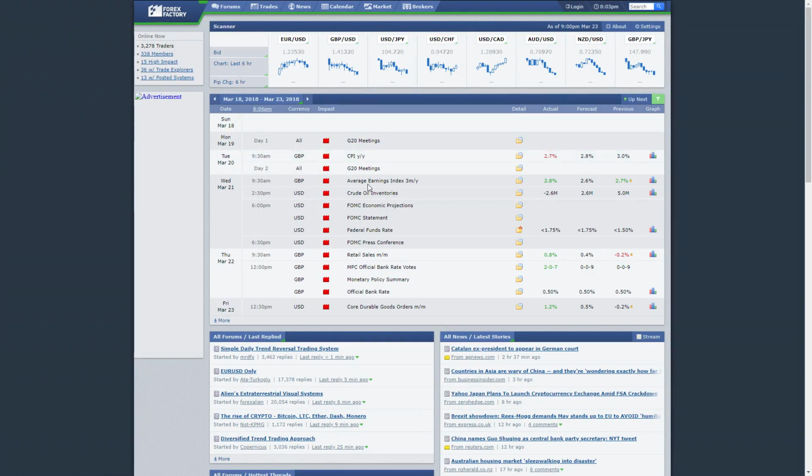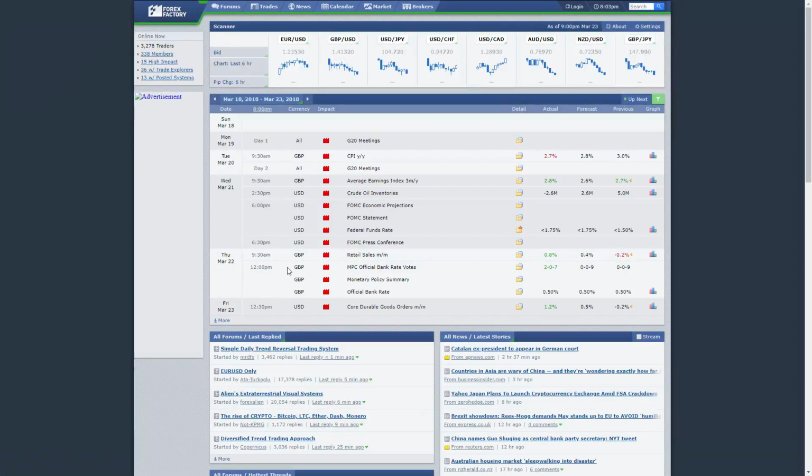Coming into Wednesday, however, we did have the average earnings index, which came out at 2.8% versus 2.6% expected, which was obviously a pretty nice increase against the 2.7% previous, which is obviously quite good for GBP. That would have strengthened it up a little bit. And then on Thursday for GBP, we had the retail sales coming at 0.8 versus 0.4 expected, which is huge. That's double what it was expecting against the revised minus 0.2 previous. So again, this was quite strong.